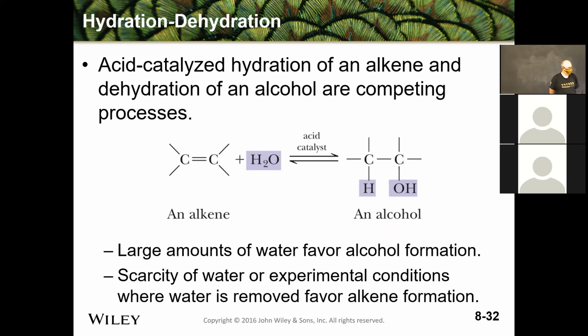In our chapter on alkenes, we saw that we can hydrate an alkene in the presence of a catalyst. This is just the reverse of dehydration. If we want to do a dehydration, we use a concentrated acid at a high temperature. If we want to do a hydration, we want lots of water in order to shift it toward the alcohol. A strong acid like phosphoric or sulfuric is going to remove water.